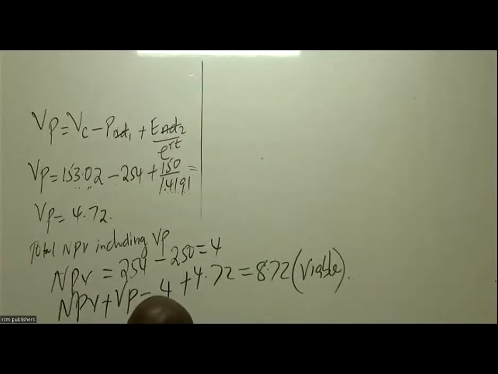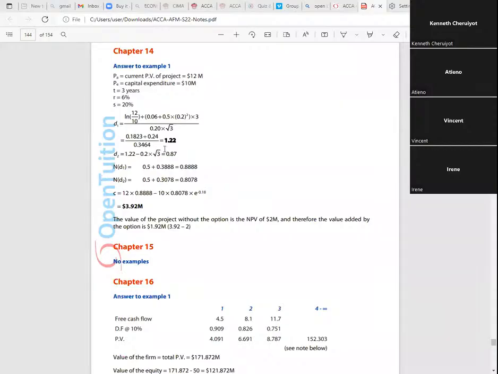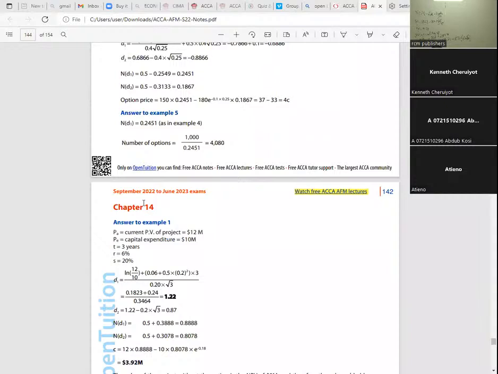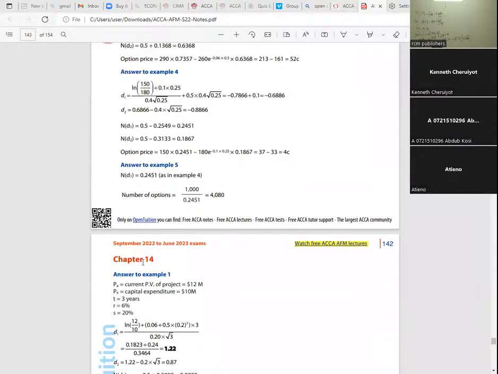Now, ladies and gentlemen, these are the answers. Let's see who got this correct. The correct answer is supposed to be 3.92, because the present value of the project is 12.